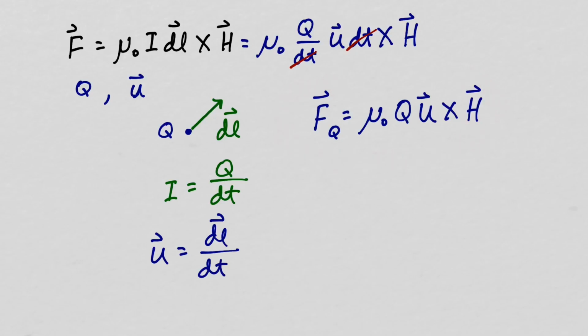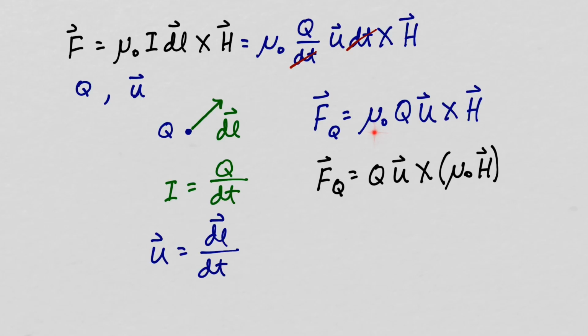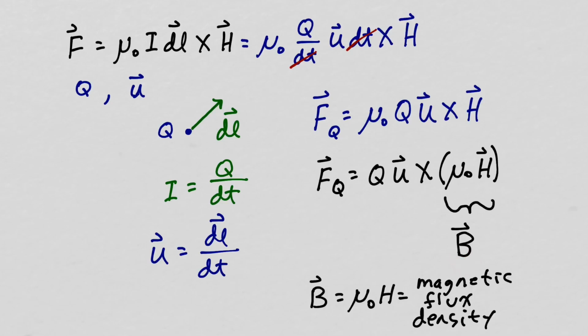Now let me move the permeability of free space over to the right-hand side of our cross product. I'm going to identify this product of the permeability of free space with the magnetic field intensity as B, the magnetic flux density field. So with this identification, we can rewrite the force on a charge Q moving in a magnetic flux density field as Q u cross B.